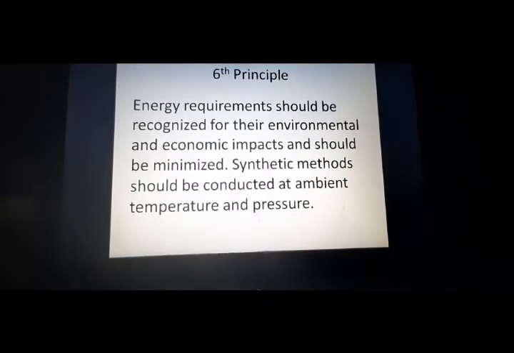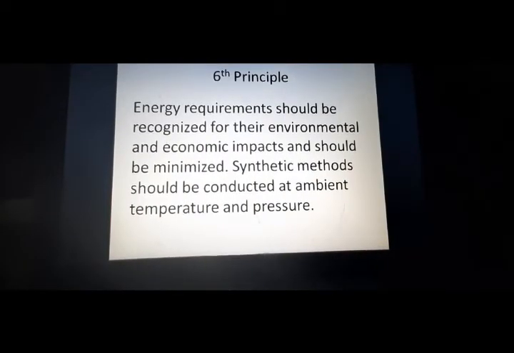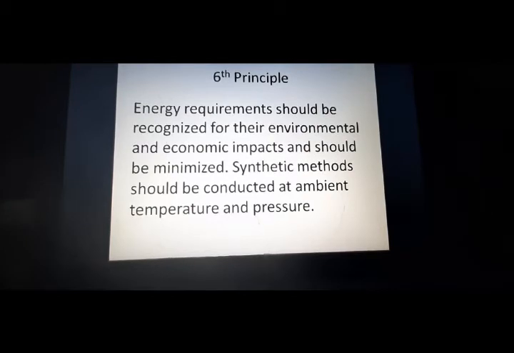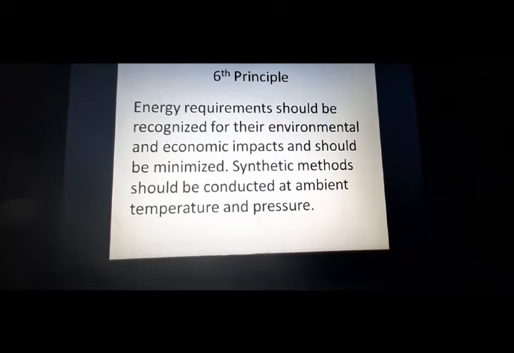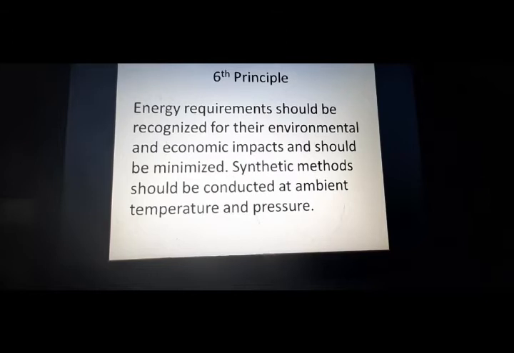Sixth principle, energy requirements should be recognized for their environmental and economic impacts and should be minimized. Synthetic methods should be conducted at ambient temperature and pressure. So kahit saan naman ay kailangan ng energy para makatrabaho. At madalas, kung gaano kalaki ang nagagamit na energy, ganoon din kalaki ang gastos. So kailangan talagang ma-minimize ito.